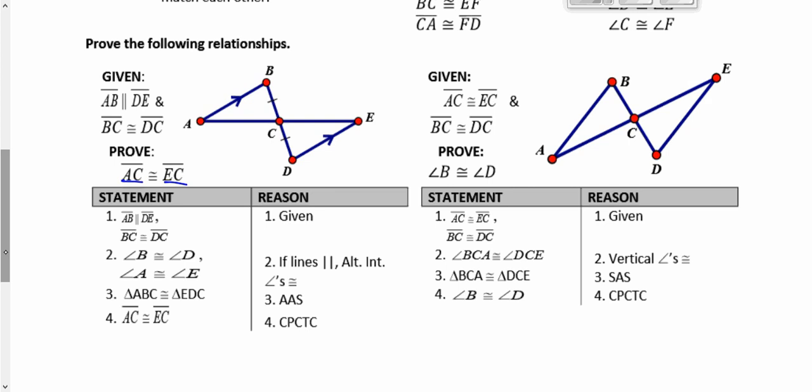Because if lines are parallel, then what? No. What did we just learn? Lines are parallel. We didn't say segments were congruent. So if lines are parallel, alternate interior angles are congruent. Now, wouldn't B and D be congruent for the same reason? If lines are parallel, alternate interior angles are congruent. Now, does that give us enough to say that triangles are congruent?